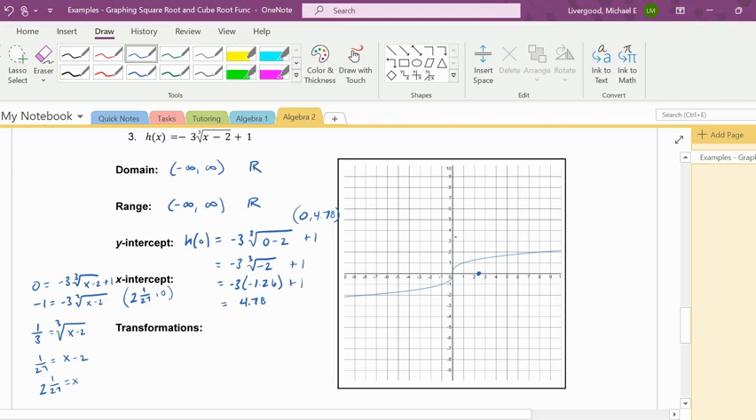The y-intercept was 0 and 4.78. That point's going to be up here. Now, we don't want that to show up. We want this here. Okay. So what I want to do, though, is look at this. We've got this point 0, 0. That's called a point of inflection. That's where this graph stops being concave up and starts being concave down.